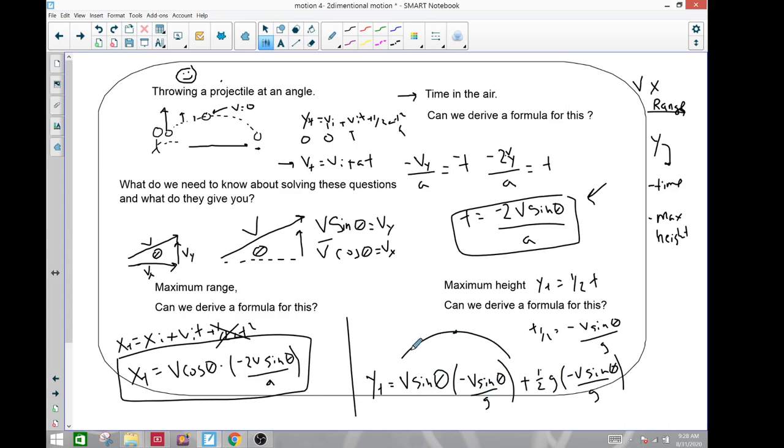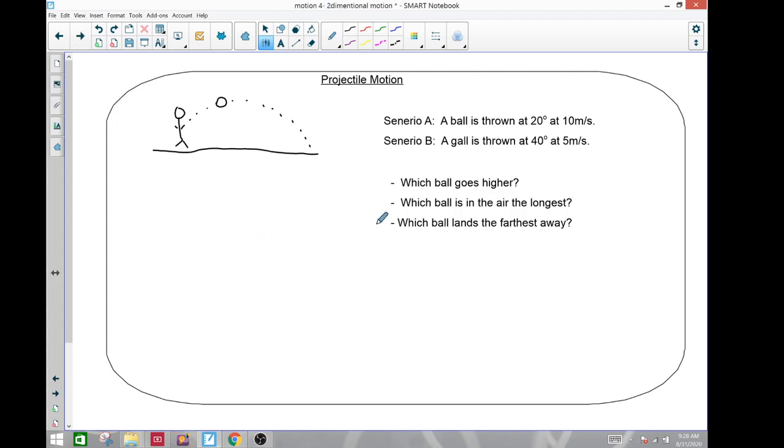I'm not saying that the problems you see on tests and quizzes will be problems we've seen before, and they'll be pretty straightforward. But this is just using the math and solving things out. So let's try an actual problem with some numbers. A ball is thrown at 20 degrees at 10, and another at 40 degrees, so a little steeper, at 5. Which ball goes higher? Which ball goes longer? Which ball lands the farthest away?